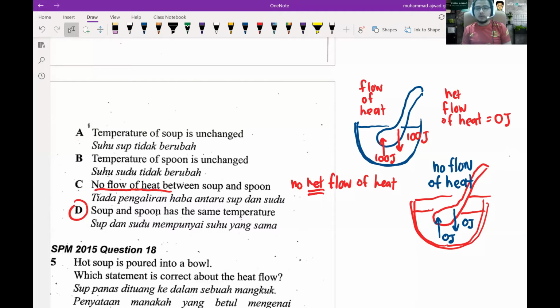Dapat. Okay, so cikgu harap in paper tu korang tak buat lagi kesilapan yang sama, yang lazim. So this is lazim. Lazim selalu orang buat. Okay, no flow of heat. No flow, salah. Bukan no flow of heat. No net flow. Baru betul. No net flow of heat ataupun net flow of heat is 0. Sama je maksud dia. No net flow of heat, ini sama maksud dengan net flow of heat is 0. Okay, maksud dia sama.